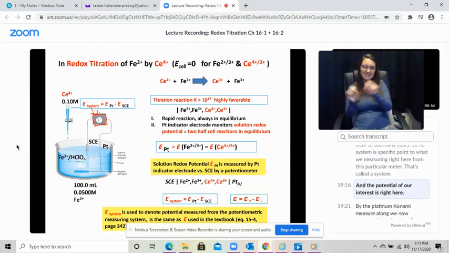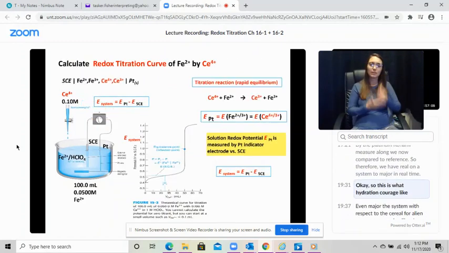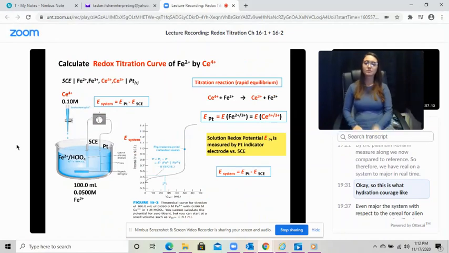And the potential of our interest is right here. But the E platinum cannot be measured alone without being compared to a reference. So therefore, we have to rely on E system to measure in real time. Okay, so this is what the titration curve looks like.